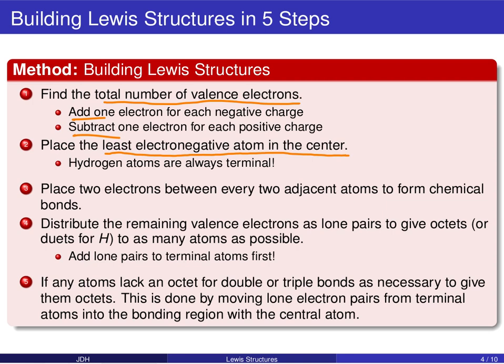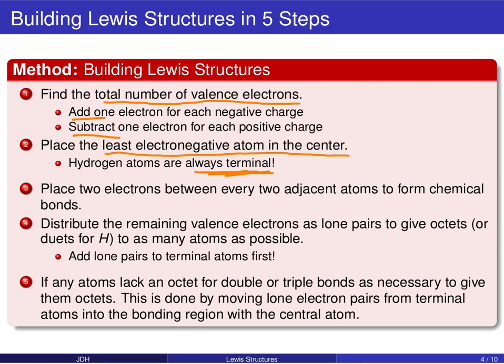Okay, and then also keep in mind that hydrogen atoms, because they only want 2 electrons, and 2 electrons is satisfied by a single bond, these hydrogen atoms are always going to show up on the outside or terminal positions. And again, we'll see examples of what I mean by that here shortly.